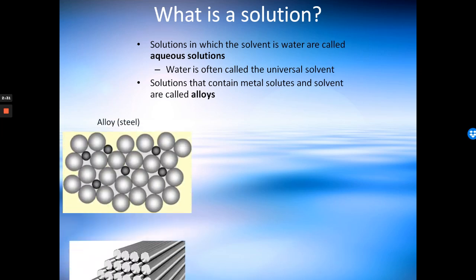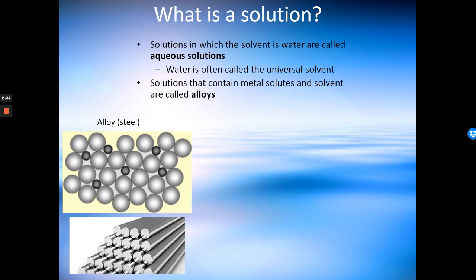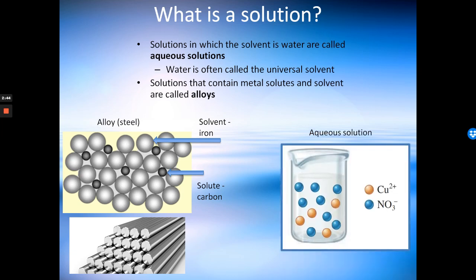Solutions that contain metal solutes and solvents are called alloys, like brass. Alloys like steel. Of course, steel is an example. Pewter is another example. Okay. And then brass, what's the other one? Gosh, I can't remember. It doesn't matter. Forget it. Brass and something else. All right.